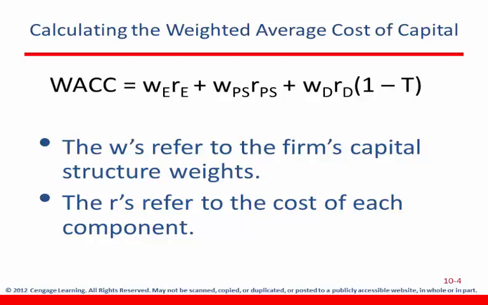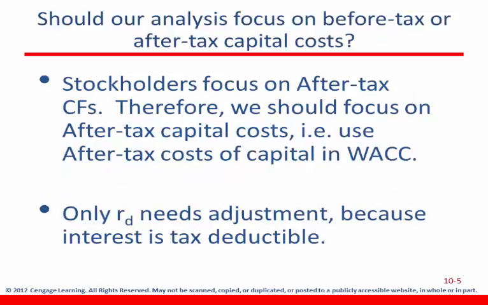Okay, but the main thing to remember here is that the W's are going to refer to the weights, and the R's are going to refer to the different costs that you're going to calculate for each one of these different pieces of the overall company's value. Now, if you remember that in the third value there, with the weight of debt times the cost of debt, there was a 1 minus T. That's because we're going to use after-tax cost here, simply because shareholders focus on after-tax. So we're going to make that small adjustment there.